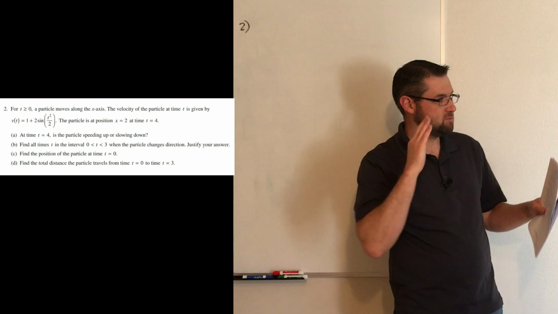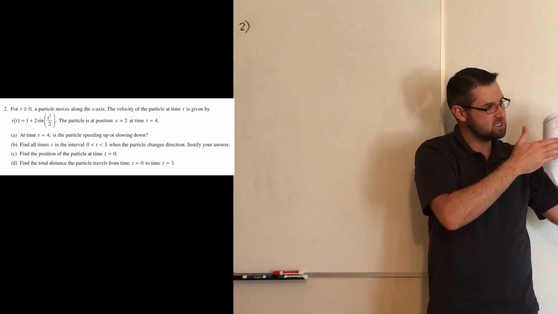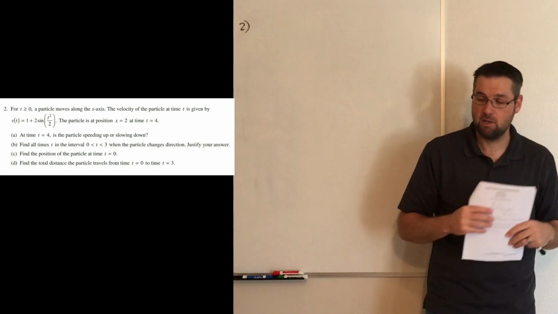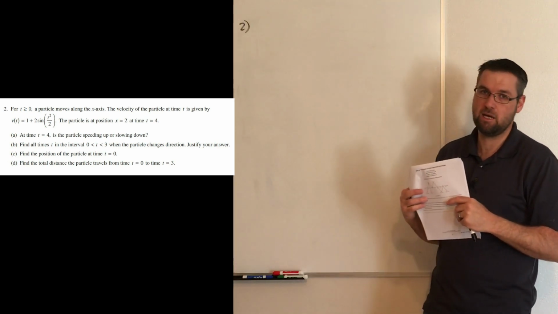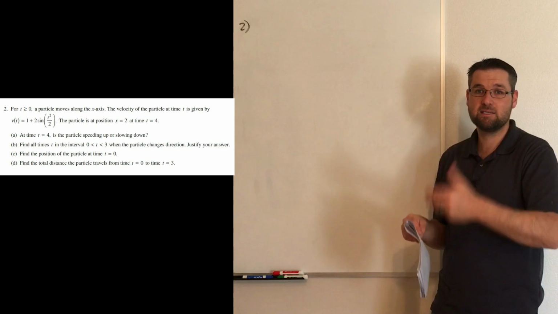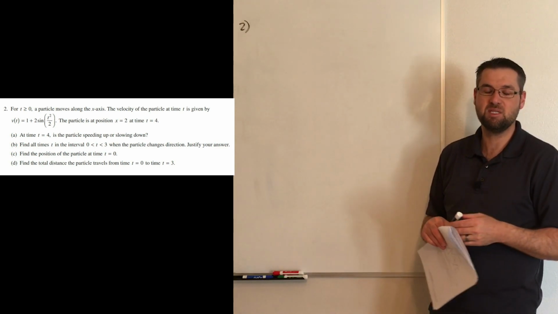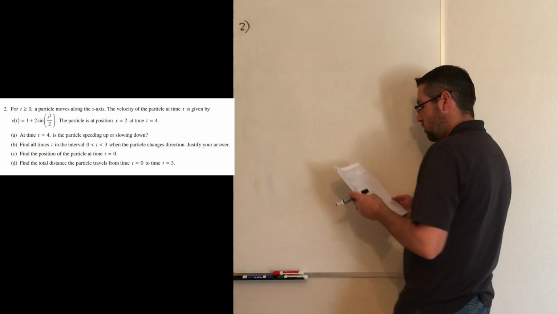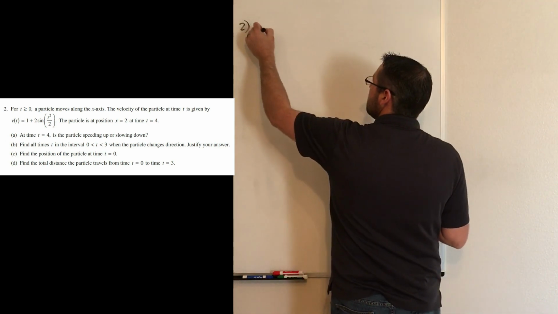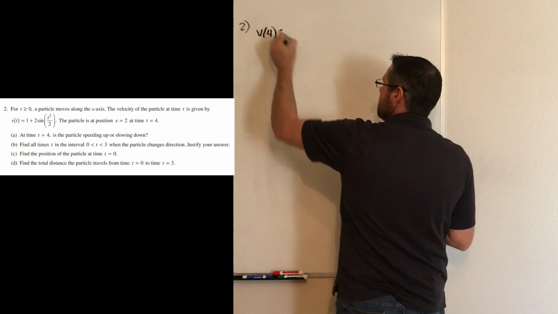If my velocity is positive and my acceleration is negative, then I'm slowing down. And if my velocity is negative and my acceleration is positive, then I'm slowing down. In other words, if velocity and acceleration have the same sign, then you're going to be speeding up. And if they have different signs, they're going to be slowing down. So we have to figure out the velocity when t equals 4.